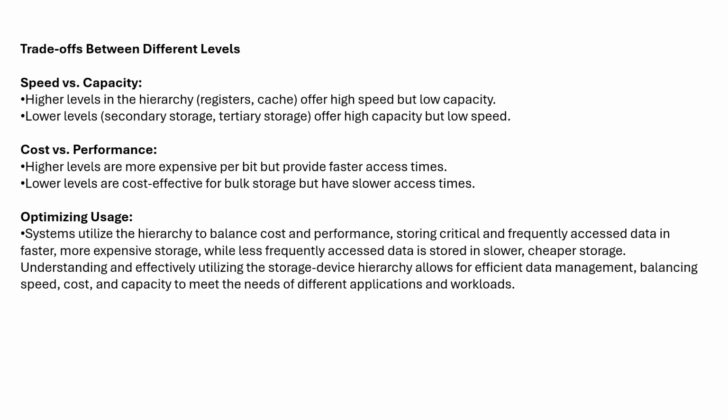Optimization: systems utilize the hierarchy to balance cost and performance, storing critical and frequently accessed data in the faster, more expensive storage, while less frequently accessed data is stored in slower, cheaper storage. Understanding and effectively utilizing the storage hierarchy allows for efficient data management, balancing speed, cost, and capacity to meet the needs of different applications and workloads.